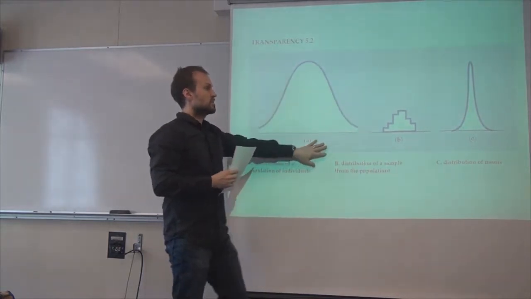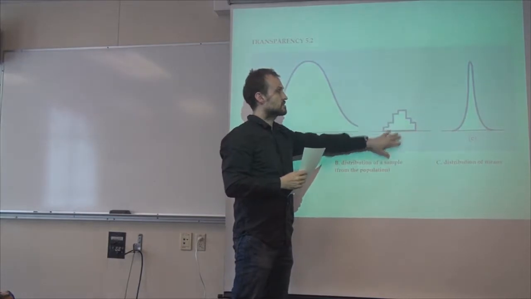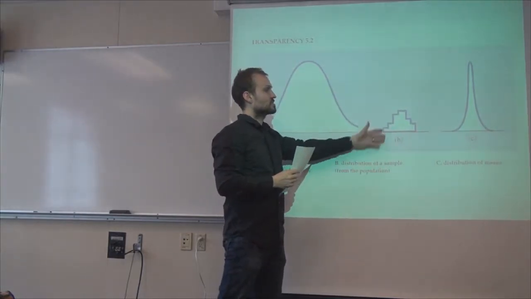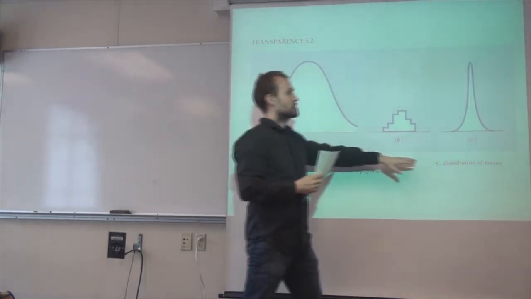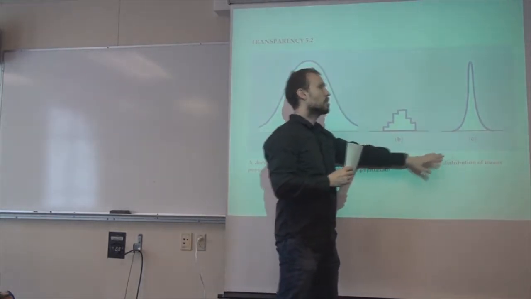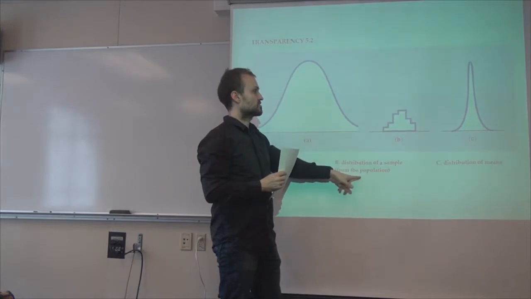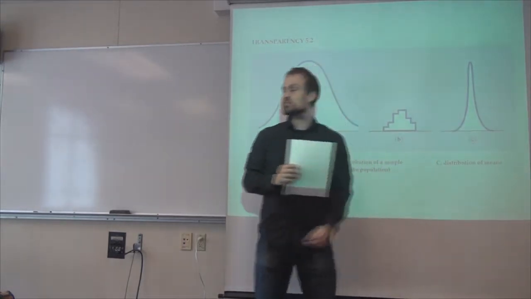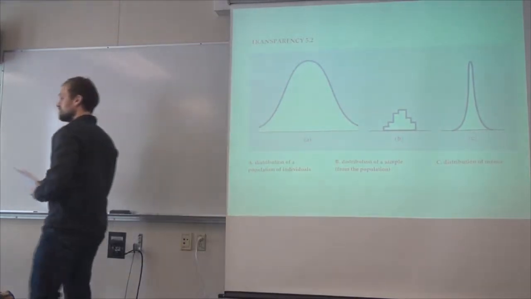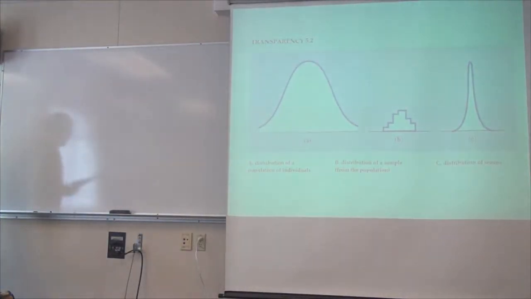This could be anything. If I just look at the sample of individuals, it's trying to resemble this. But when I look at the distribution of the means across all possible samples of that size, this is just one. Then the sample means always have a normal distribution if my sample size is large enough.